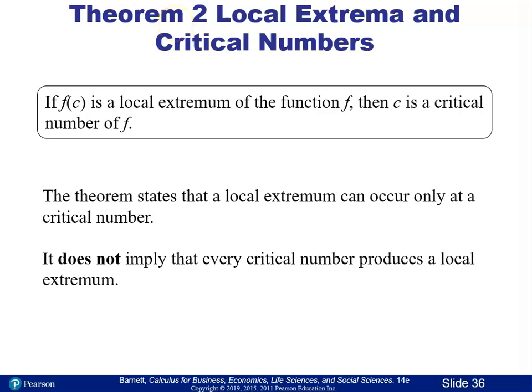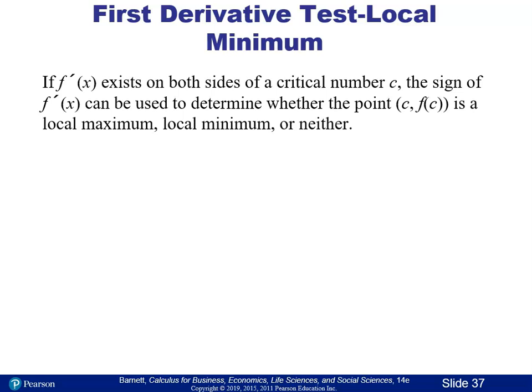Okay, so we have a theorem here. If f of c is a local extremum of the function f, then c is a critical number of f. So basically, when you're looking for your local extrema, you're looking at your critical numbers. The theorem says that a local extremum can occur only at a critical number, but that does not imply that every critical number would produce a local extrema. So it's possible to have a critical number, and we've seen this, where we don't have a sign change, and therefore it's not a local extrema. So essentially you have to have a sign change.